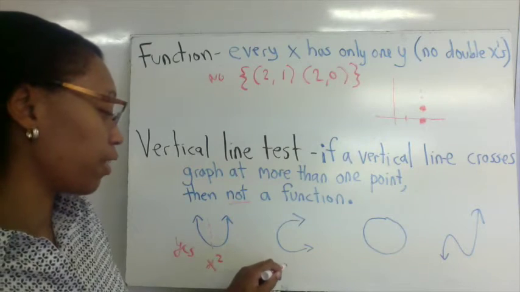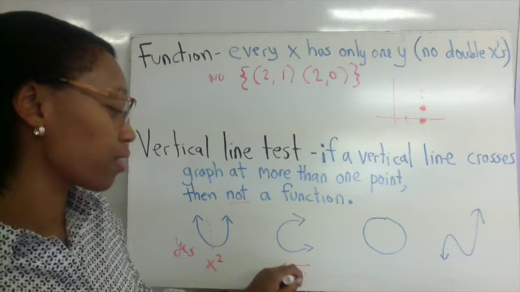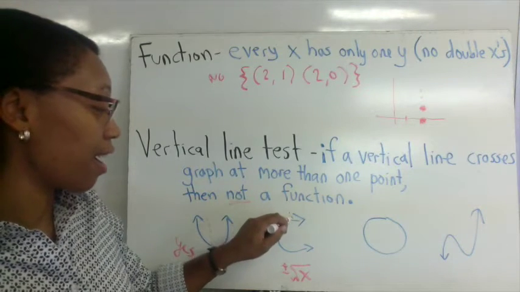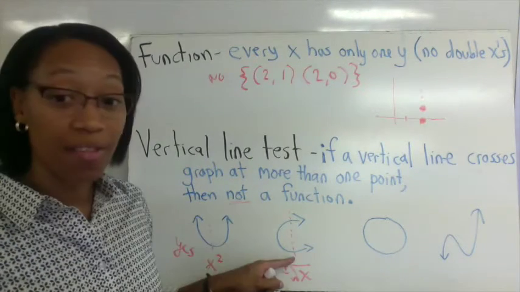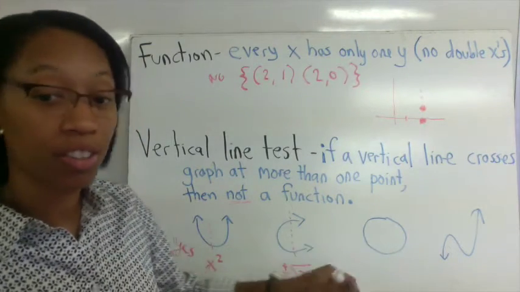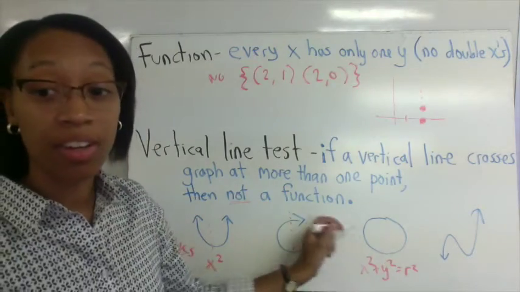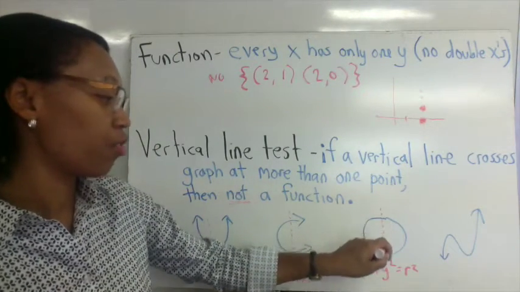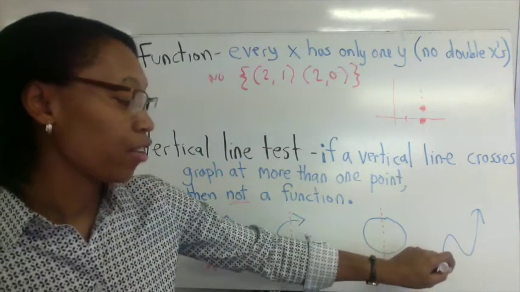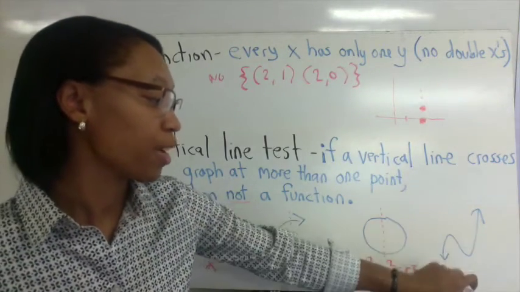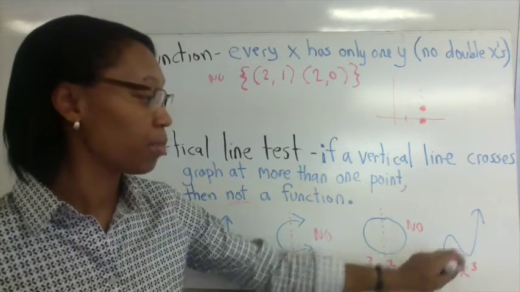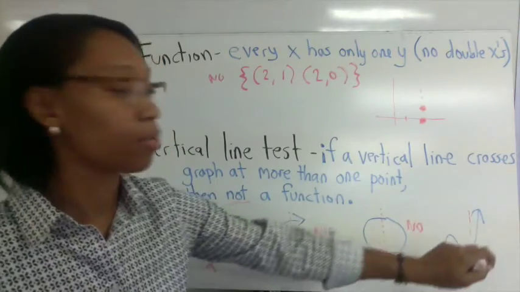This would be more like the graph of square root of x, okay? And it is not a function, right? Because a vertical line crosses it here and here. Okay, here we have a circle. No, circle is not a function because when I draw a vertical line, it crosses more than once. And here I have something that is like a graph of x to the power of 3. And this one is a function because a vertical line will only cross it once.